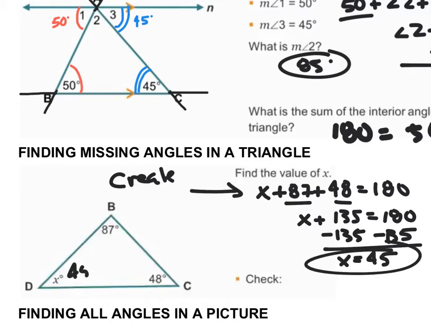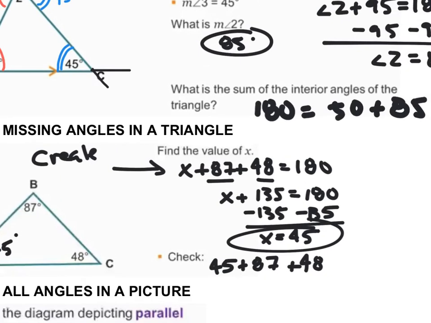So in here, this is a 45-degree angle, all right? Now, if we check, we could just simply plug this back in and do 45 plus 87 plus 48, all right? And let's just double check. So let's just add those up. 45 plus 87 plus 48, those do, in fact, add up to 180, all right? And that's all you're doing, okay?